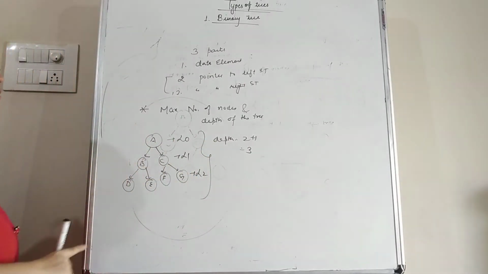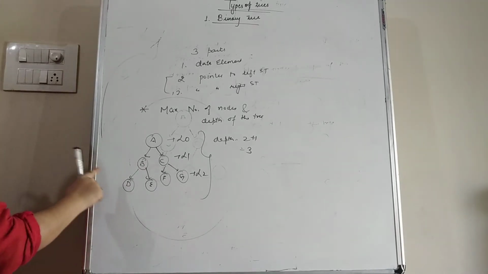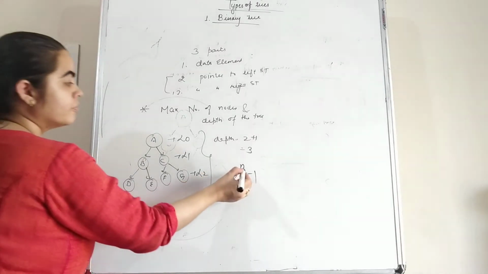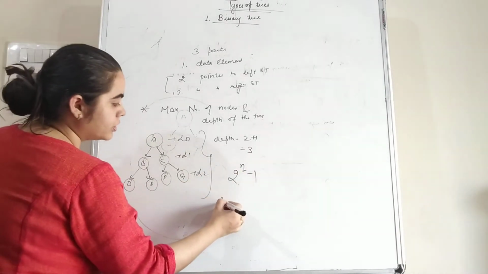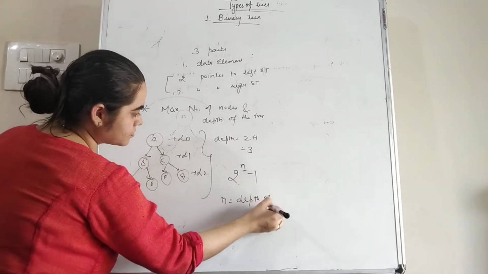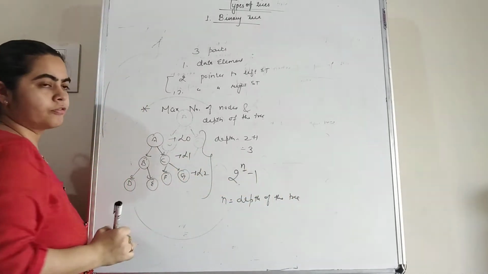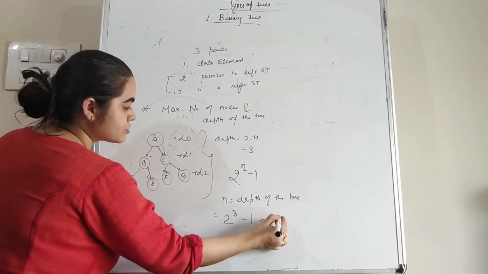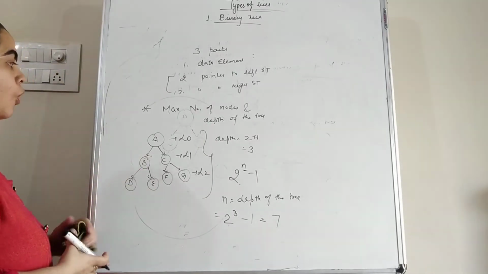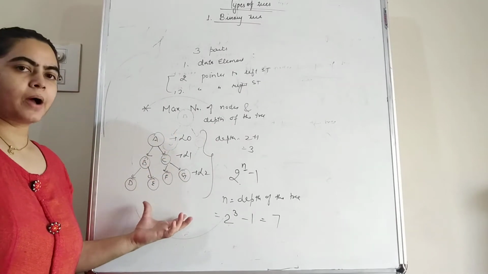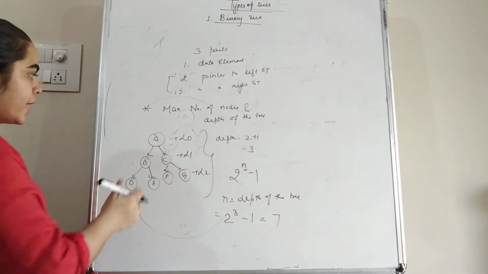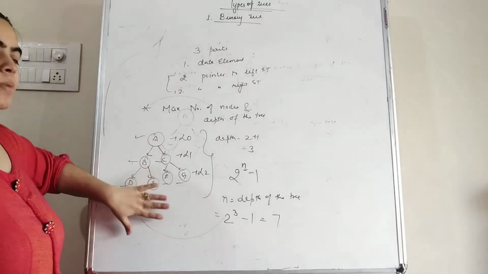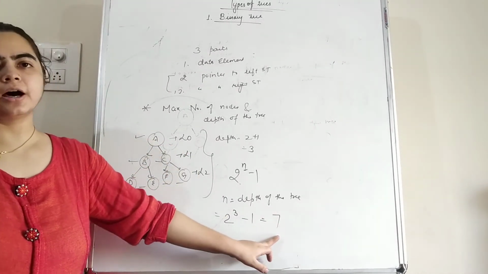Now in order to calculate the maximum number of nodes for this binary tree, we have to use this formula, that is 2 raised to power n minus 1, where n is the depth of the tree. Now you can put the value of n is equal to 3 in this formula. So 2 raised to power 3 minus 1, that is 7. So that means maximum number of nodes in order to create this binary tree are 7 only. So you can calculate 1, 2, 3, 4, 5, 6 and 7. So in order to create this binary tree, the maximum nodes that are required are 7.